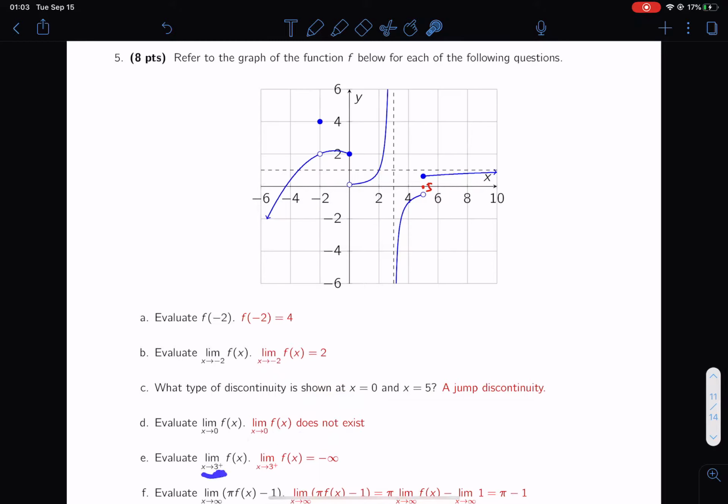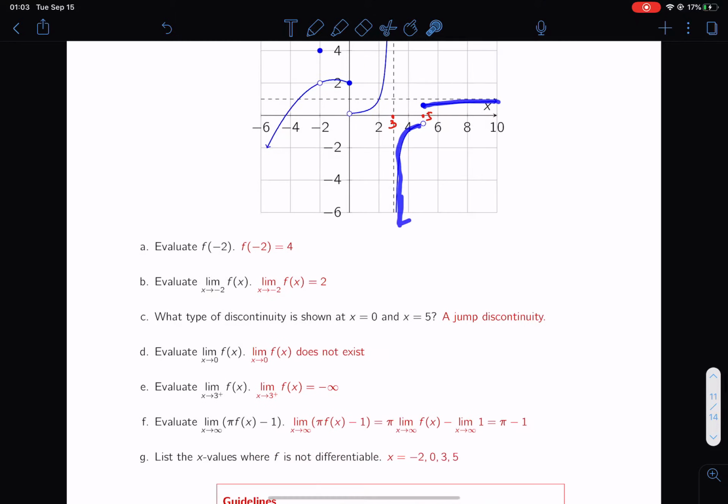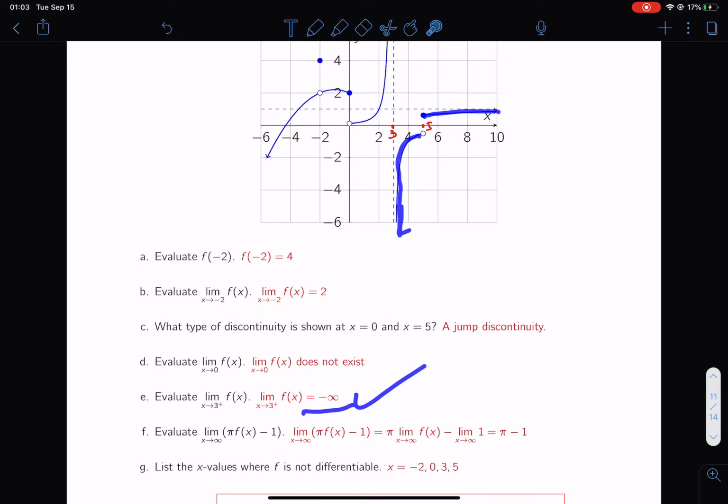5e, 3 plus is here. So 3 plus, that means the right direction. We have to use this one and then this direction. So you can see negative infinity. So we have negative infinity.